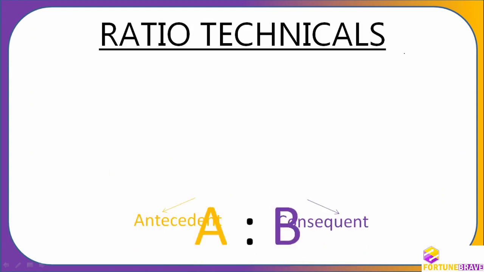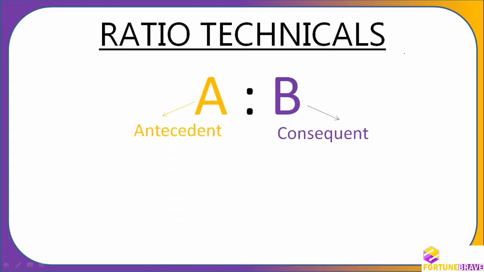So, some technical details which will not be asked in your examination, but just to understand. A ratio is normally written in this form, A is to B, and it is called "is to". Whatever colon is there, we say it as A is to B. This is how we say it.